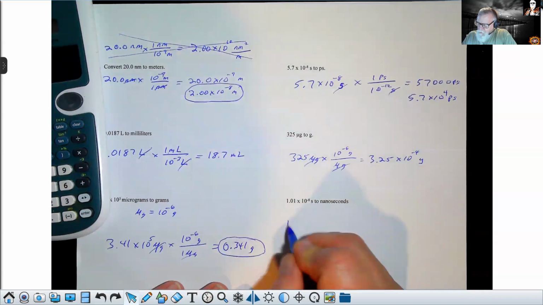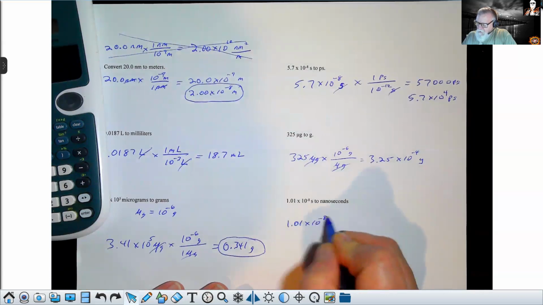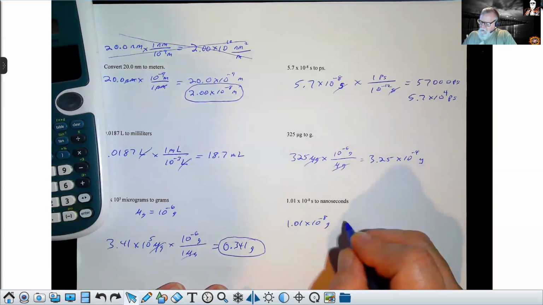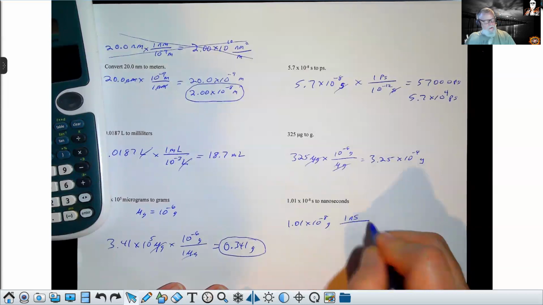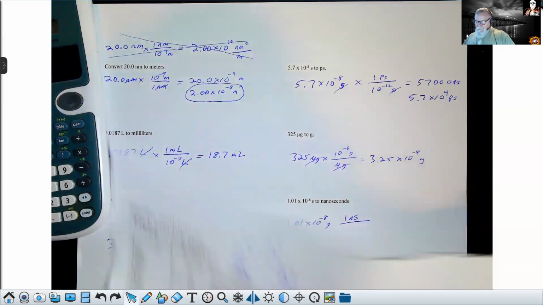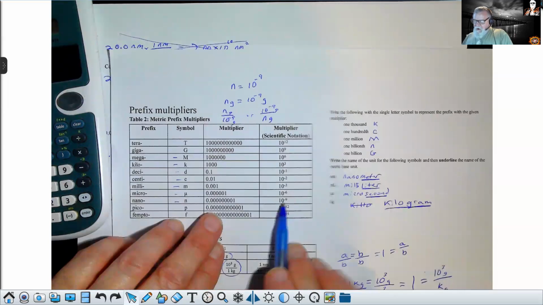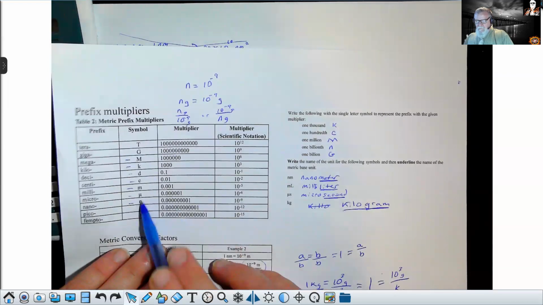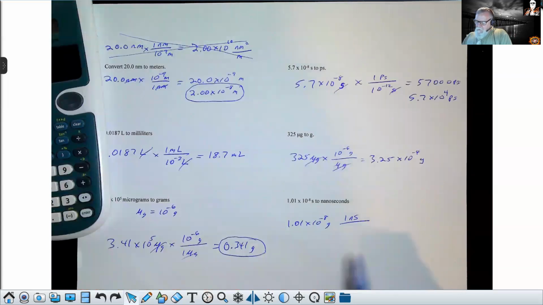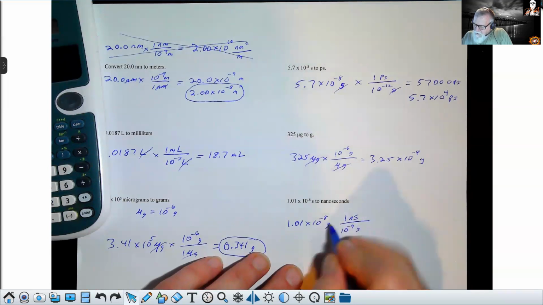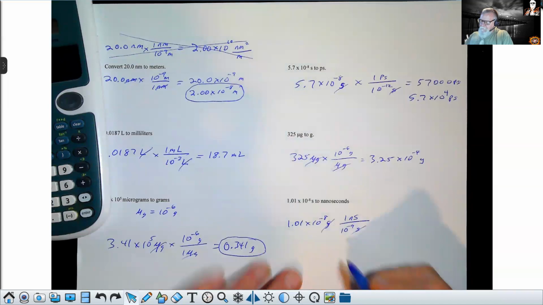Last one, 1.01 times 10 to the negative 8 seconds. And we want to go to nanoseconds, right? So we want nanoseconds on top. So 1 nanosecond over, and how many seconds are there in a nanosecond? I think I did that one over here. No. Okay. So nano is 10 to the negative 9 seconds, right? 10 to the negative 9 for nano. Okay. So 10 to the negative 9 seconds. Right, this should be an S. There we go. So seconds will cancel out.